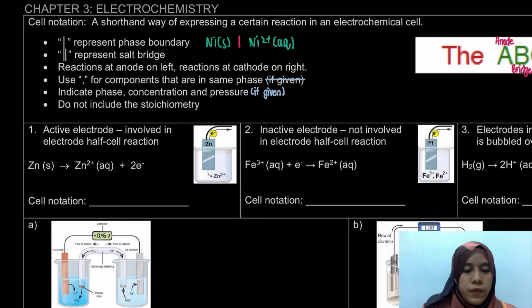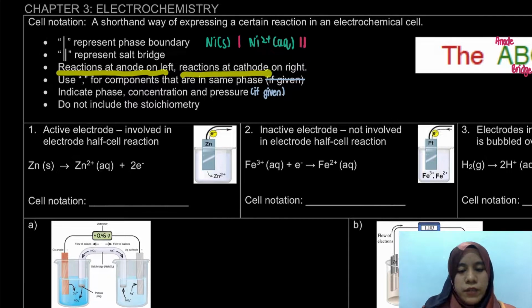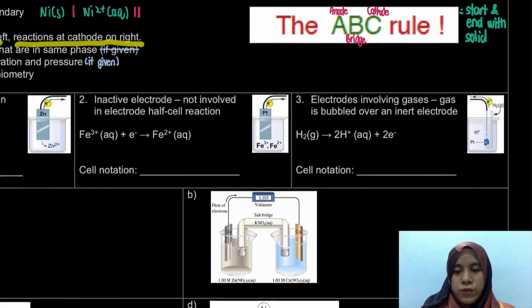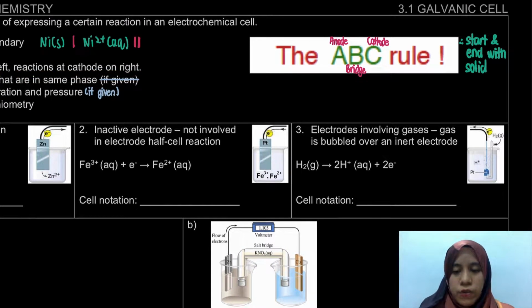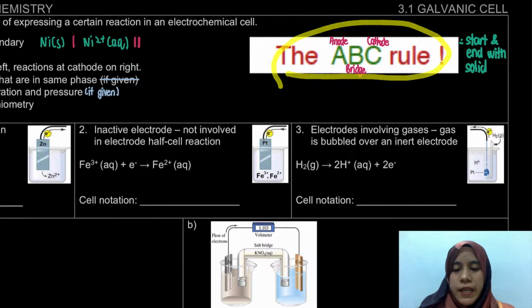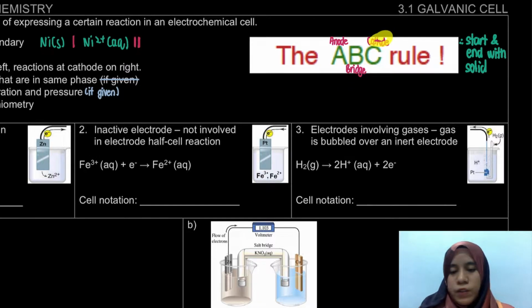The second one, two lines represent a salt bridge. For example, here you have your copper, but then you have your salt bridge first, so you have to draw two lines. The third one, reaction at anode will be on the left, while the reaction at cathode will be on the right. So that's why the cell notation follows the ABC rule. A stands for anode, B stands for bridge, C stands for cathode. Bukan ais batu campur, the anode, bridge, cathode.